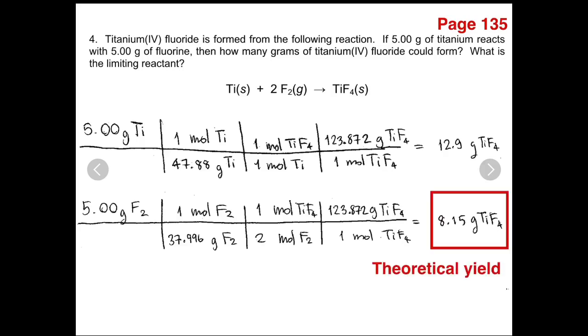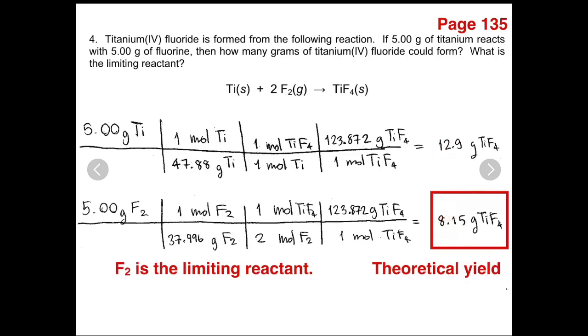The answer would be only 8.15 grams, right? Because you have a limited amount of fluorine. So the fluorine is the limiting reactant that limits the amount of product that can be made. You don't have enough fluorine to make that much titanium fluoride. Therefore, in this case, the answer would be just 8.15. Never ever add these two together.